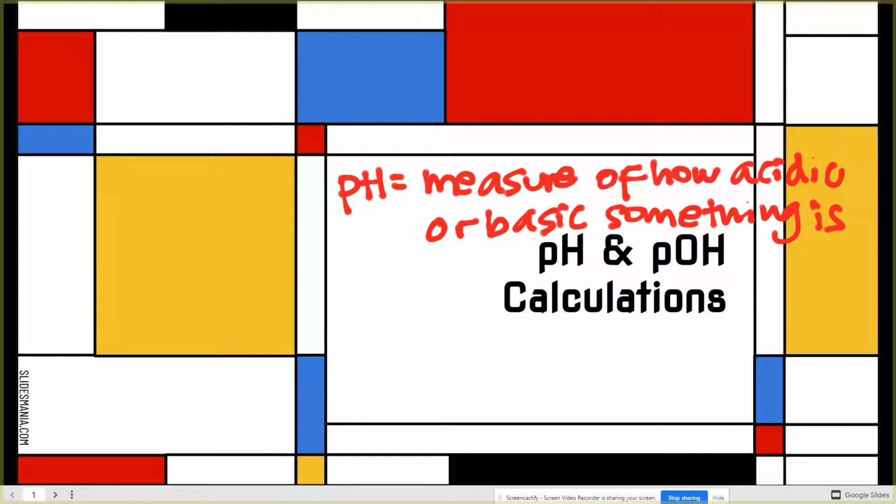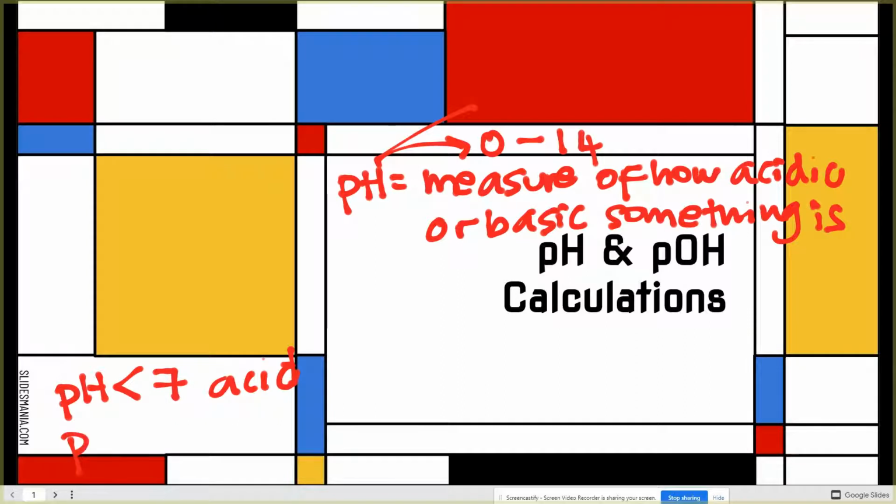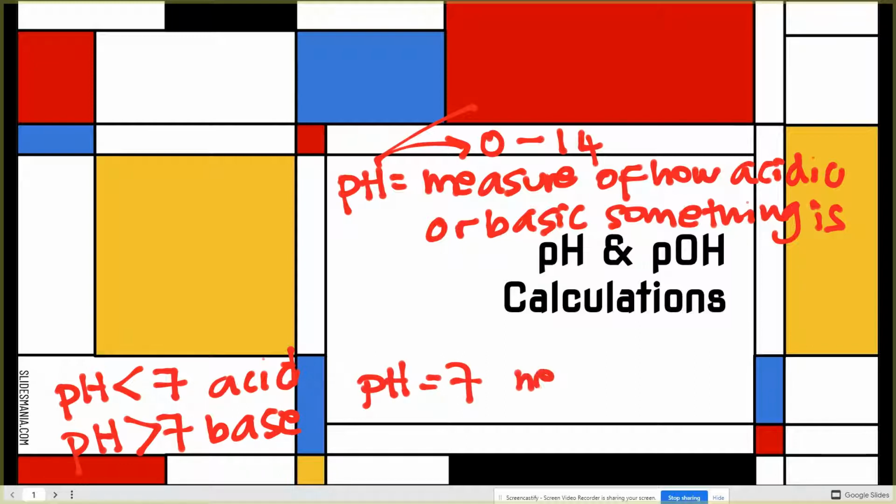Okay, and we know that pH is a number between 0 and 14. Last time we learned that if the pH, guys, was less than 7, this was an acid. If the pH was bigger than 7, this was a base. And if the pH was equal to 7, this would have been a neutral solution.